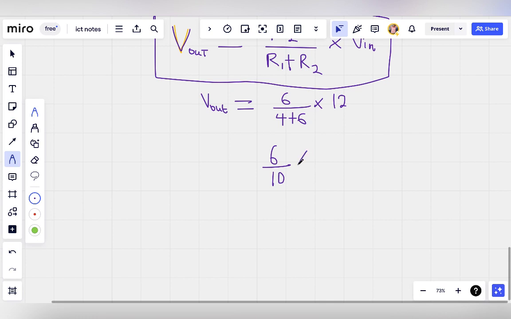6 over 10 times 12. 6 times 12 is what? 72, right? You get 72 over 10, which gives you 7.2 volts. So this is the output voltage.